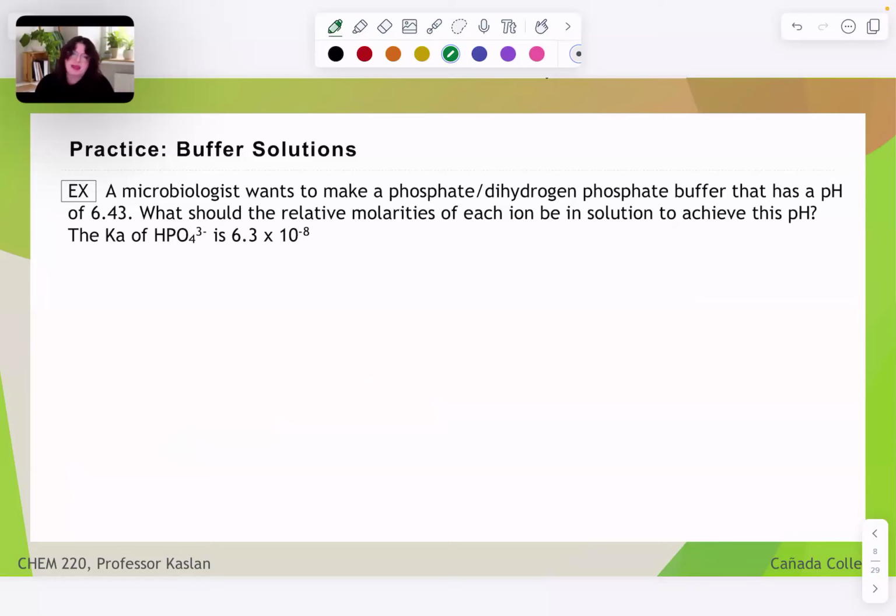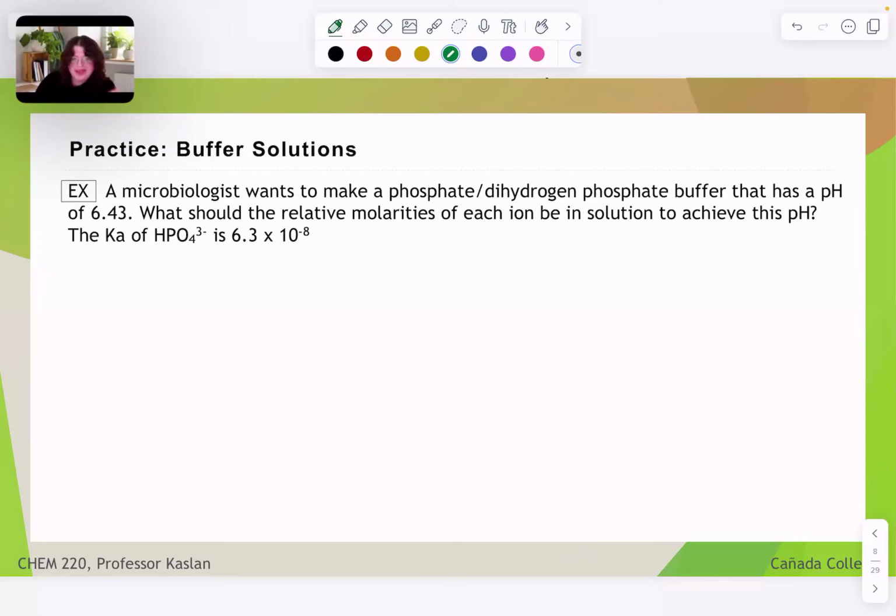A microbiologist wants to make a phosphate dihydrogen phosphate buffer. That's really common. Another one you'll see is carbonate buffers, right? And we want this buffer to have a pH of 6.43. What should the relative molarities of each ion be in solution to achieve this pH? The Ka of the dihydrogen phosphate is 6.3 times 10 to the negative 8. So there's a lot of information in here. Let's try to figure out how we can piece it together.